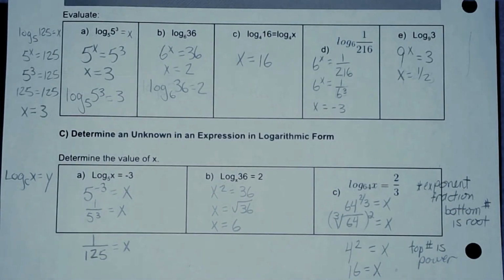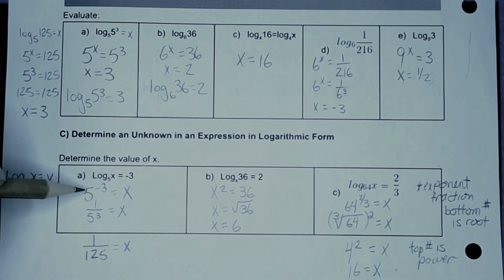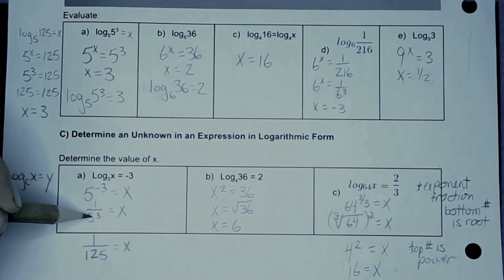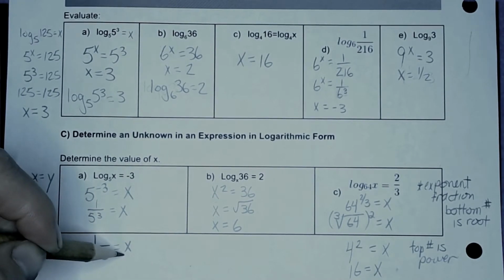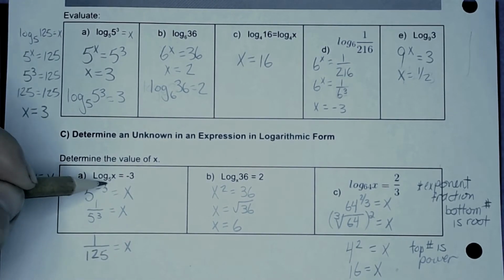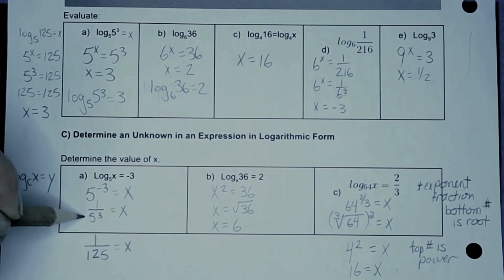A couple things I wanted to remind you about in this section is that if you have a negative exponent, just keep in mind that that means 1 over 5 to the power of 3, or 1 over 125, which will give you your answer there, x. So negative exponents create a fraction.